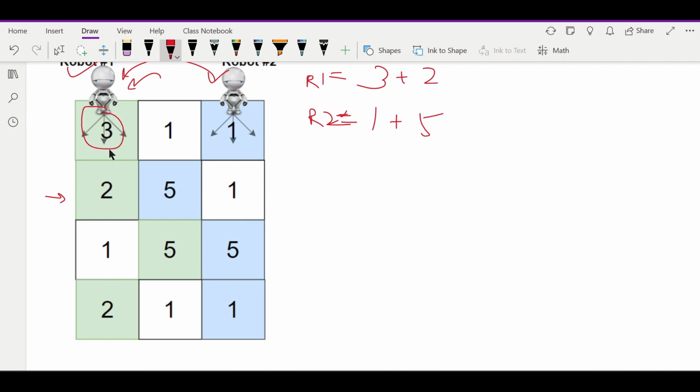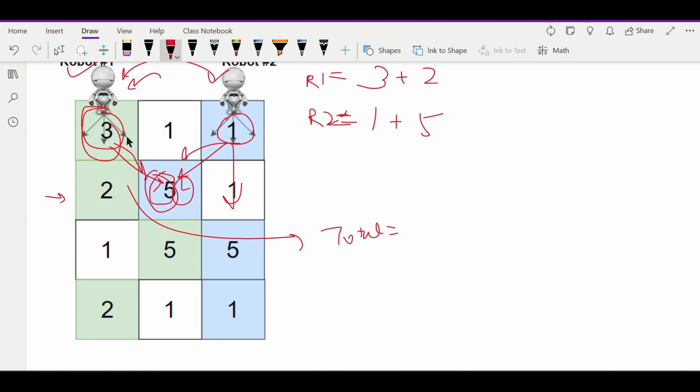Let's say robot 1 moved here, and robot 2 had only one choice, right? If robot 1 has already reached here, robot 2 would not go here, because it won't be able to collect the same cherries again, because both of them would be on the same cell, and for the same cell only one of them could collect the cherries, right?